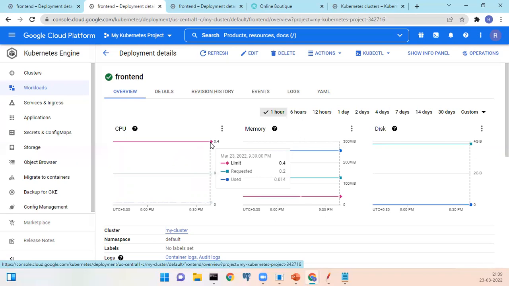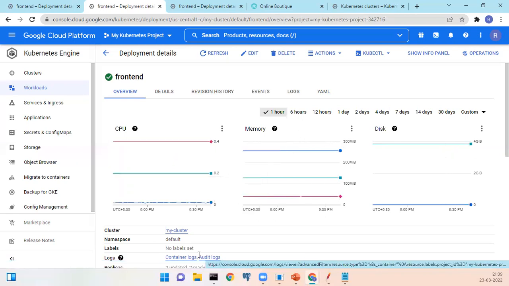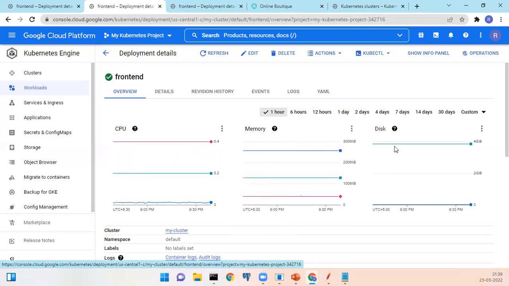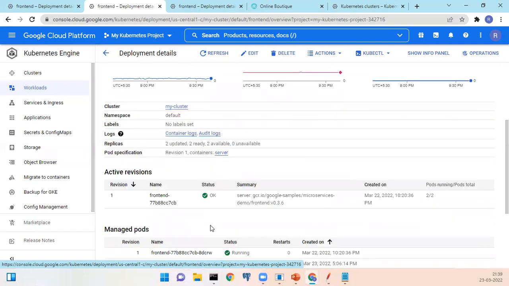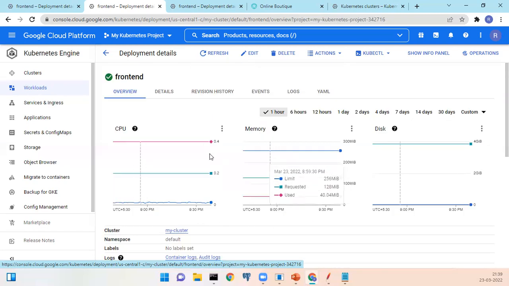The same concept or strategy is applicable for memory as well as disk. So this is something we need to understand, and this is how we can monitor CPU, memory, and disk utilization of this particular microservice.